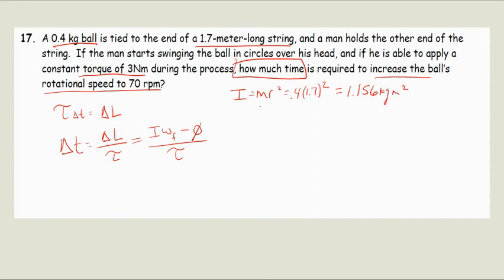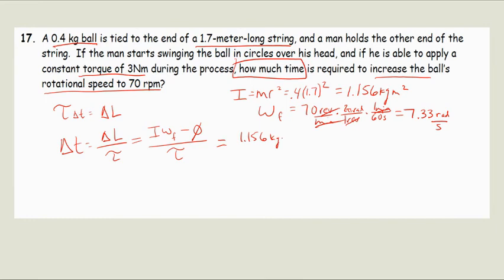Okay, and then we're going to look at what's our omega final. Well, we have 70 revolutions per minute. For revolutions per minute, we're going to do 1 revolution is 2 pi radians and 1 minute is 60 seconds. Pardon my handwriting there. That's going to cancel minutes, cancel revolutions, and we're going to end up getting 7.33 radians per second.